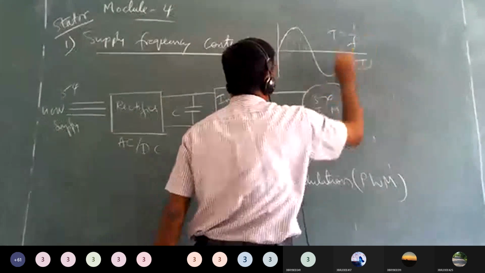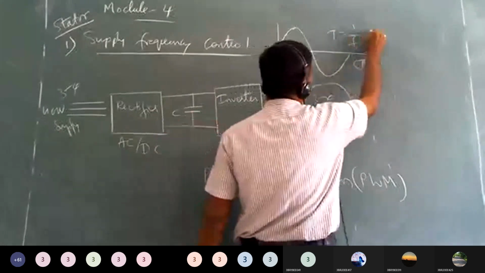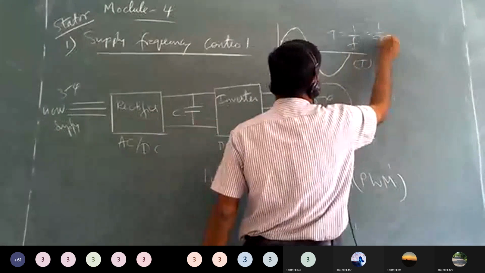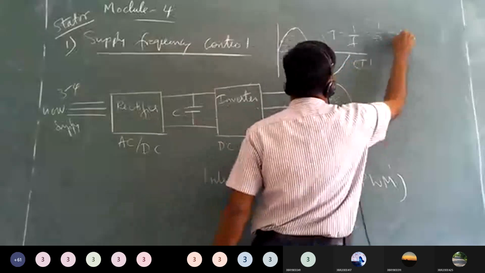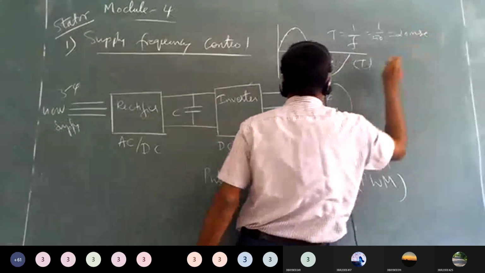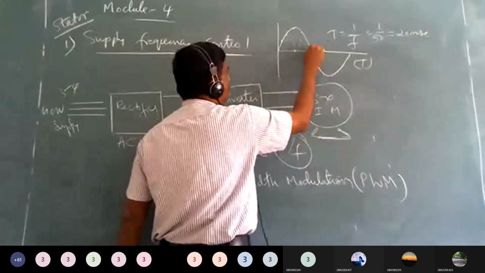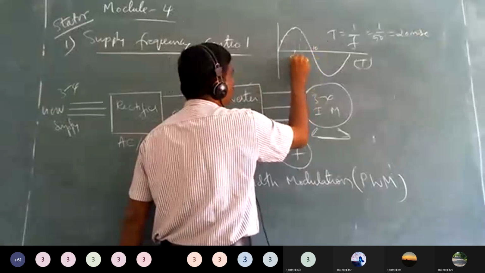Time is equal to 1 by f. So that is equal to 1 by 50. 1 by 50 hertz, 1 cycle of 50 hertz, is equal to 20 milliseconds. This is 10 milliseconds for a half cycle, 5 milliseconds.